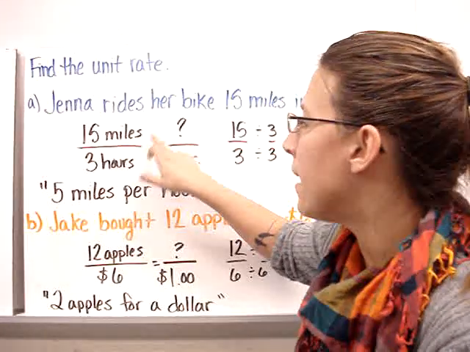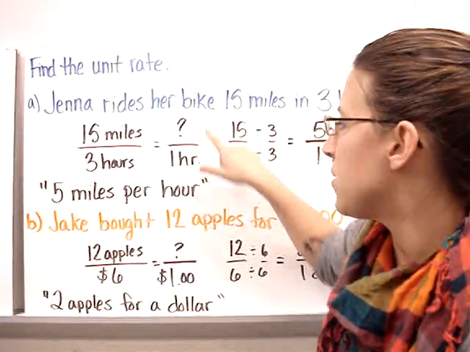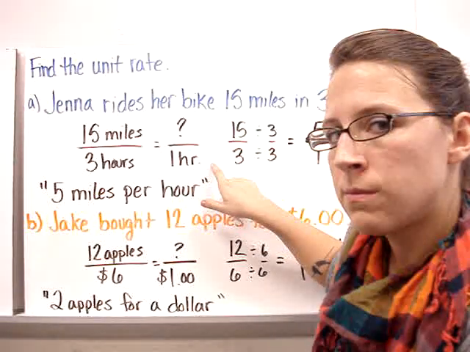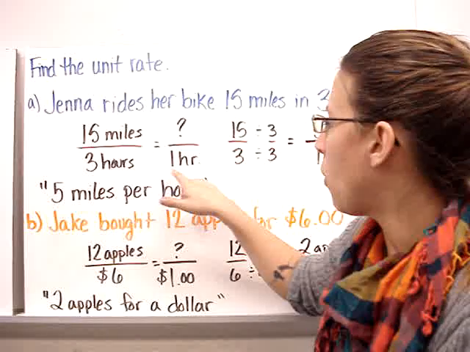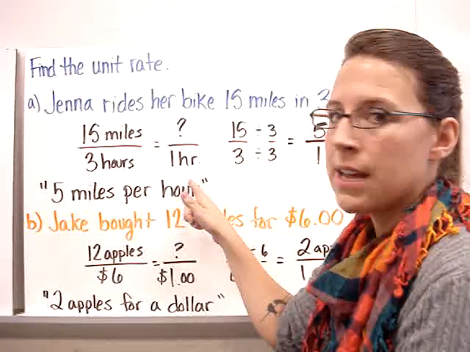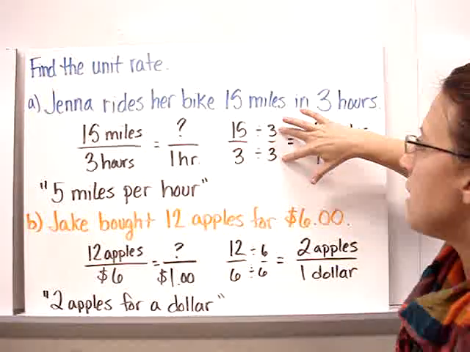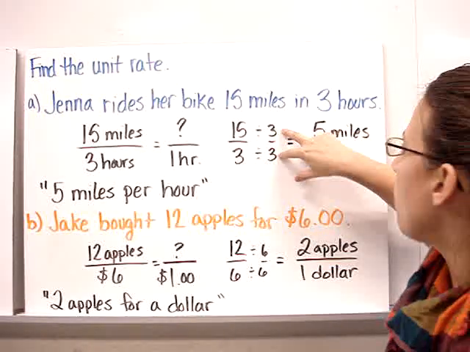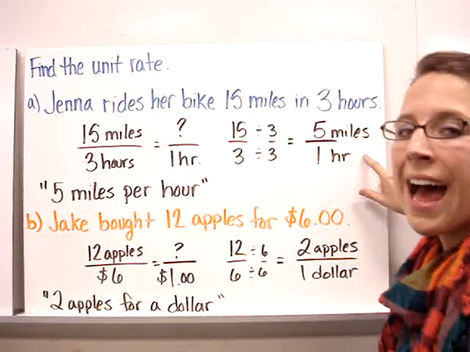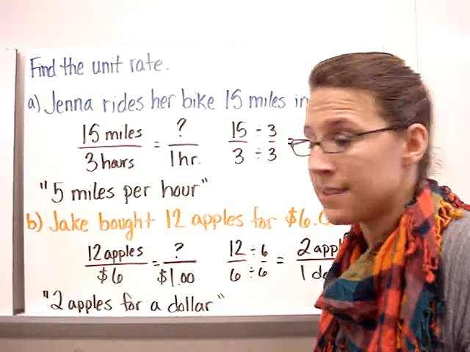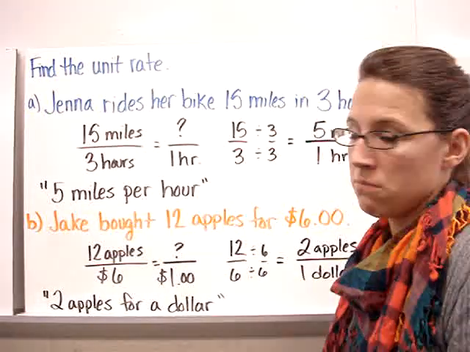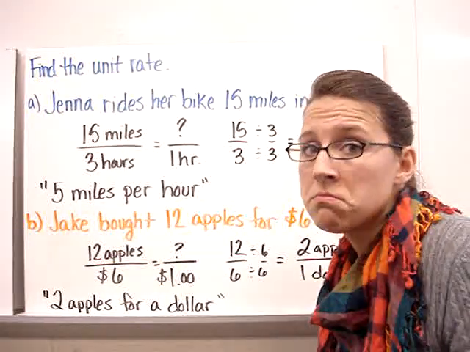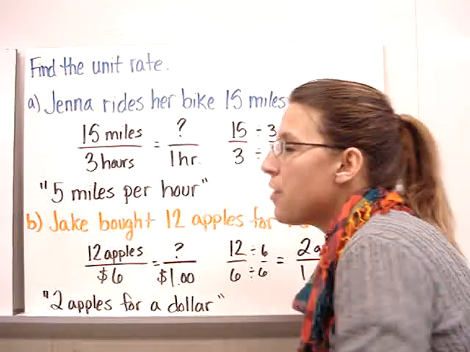If I had 15 miles in 3 hours, how many miles is that in 1 hour? Well, how do I get from 3 to 1? Divide by 3. So I'm going to divide both of these numbers by 3, and I will see that it's 5 miles in 1 hour. And we say this unit rate as 5 miles per hour. Simple enough? Maybe? How about another one?